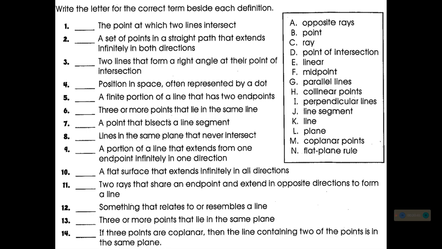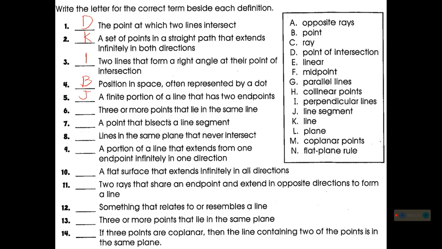Okay, so take note of the answers. Again, number 1, can you still remember? That's correct. Number 1 is D. Then number 2 is K. Then number 3 is I. Number 4 is B. Okay, so let's proceed. Number 5. A finite portion of a line that has two endpoints. What should it be? Correct. That is line segment with two endpoints. So that is letter J.